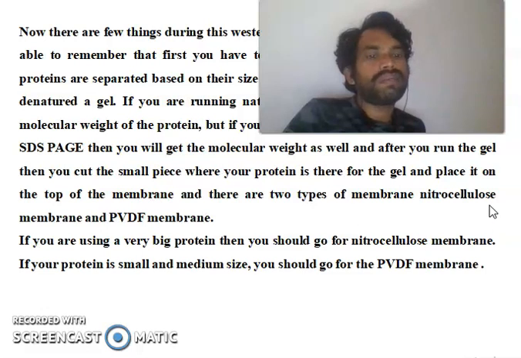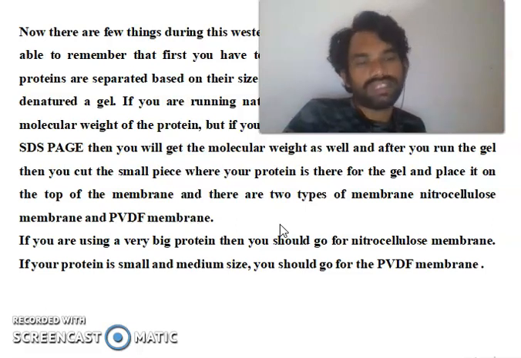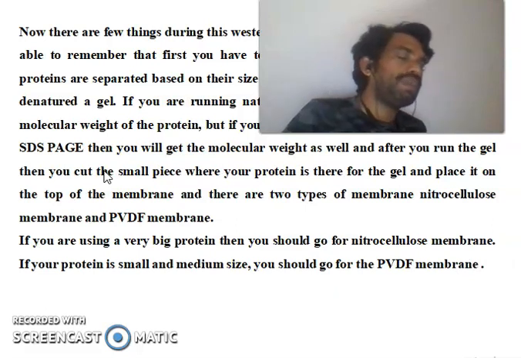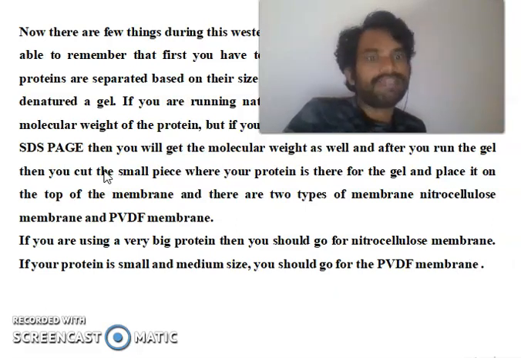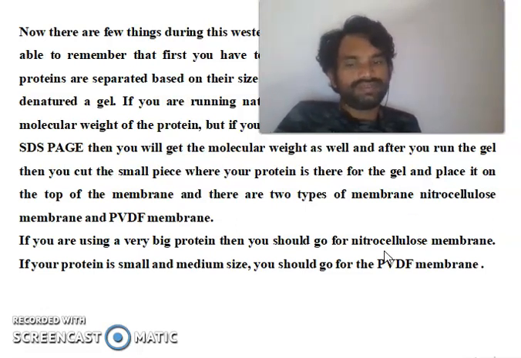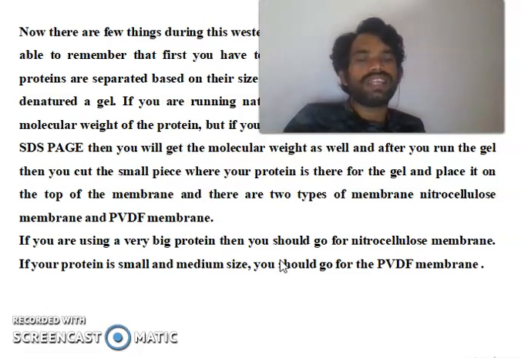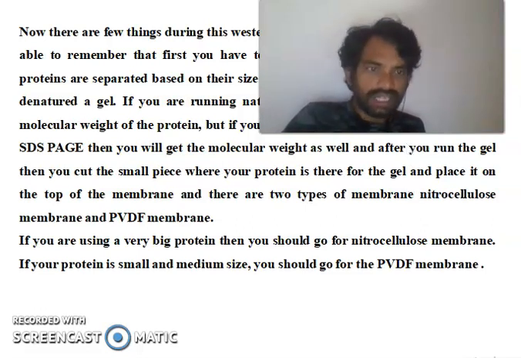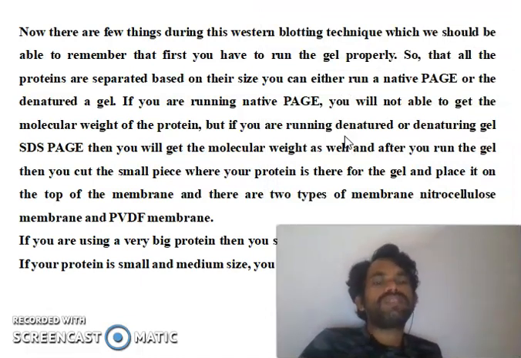There are two types of membranes, nitrocellulose membranes and PVDF membranes. These we will discuss further in the next slide. If you are using very big proteins, like 66 or 70 kDa, then you should go for nitrocellulose membranes. If the protein is small or medium size, then you should go for PVDF membranes. These are a few points to remember while you are doing the Western blot technique.